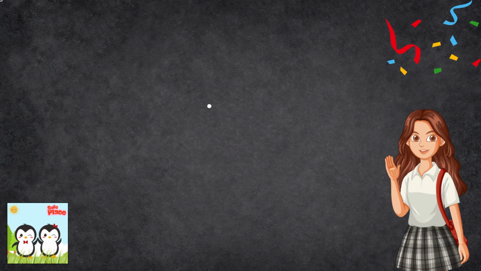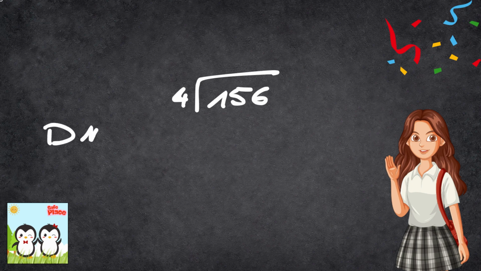Let's solve 156 divided by 4 using long division. To help us remember the steps, we can use the DMSB method. D, divide. M, multiply. S, subtract. B, bring down. We repeat these 4 steps until there are no more digits left to bring down.